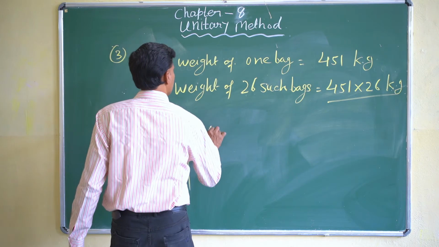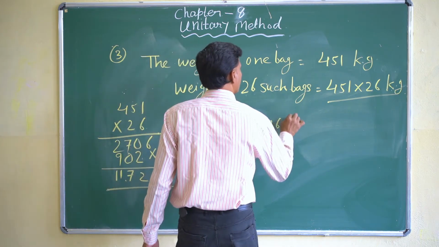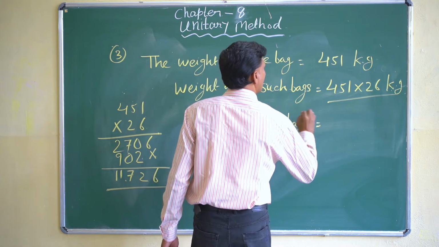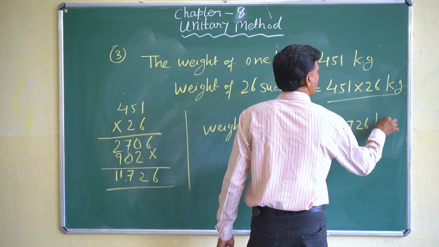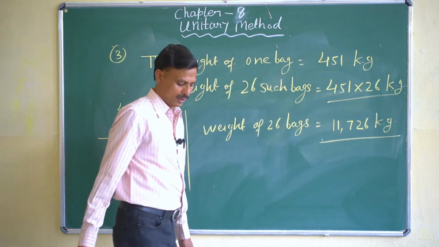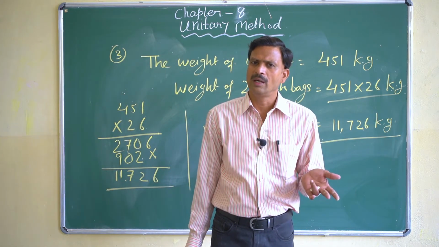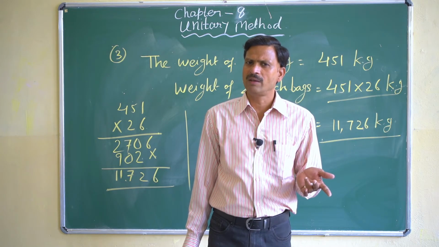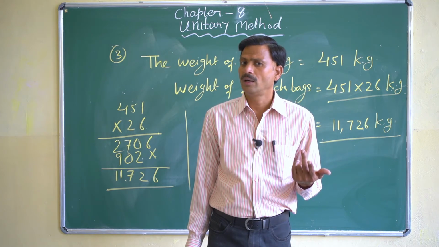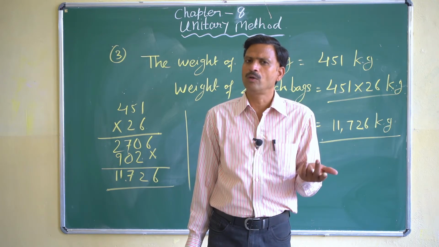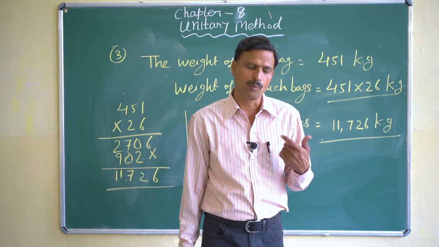Okay, so you will write the answer: weight of 26 bags equal to 11,726 kg. Got it? Clear? Any doubt, confusion right now? So what we are doing: if the value of 1 is given and we want to find the value of more than 1, we are multiplying, and if the value of more than 1 is given, we are finding the value of 1, so we are dividing.